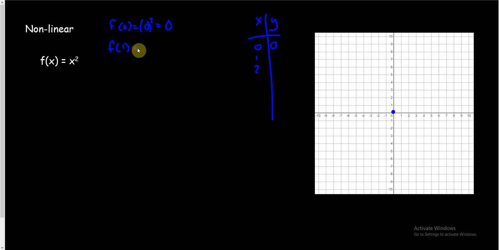All right, what if I want to do 1? Plug in a 1. 1 squared is 1. Oh, once again, easy. 1, 1, boom. Plug in a 2. 2 squared is 4. Okay, so 2, 4. Okay, and you might think everything's been a straight line.